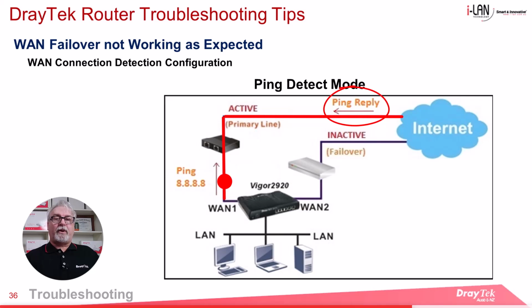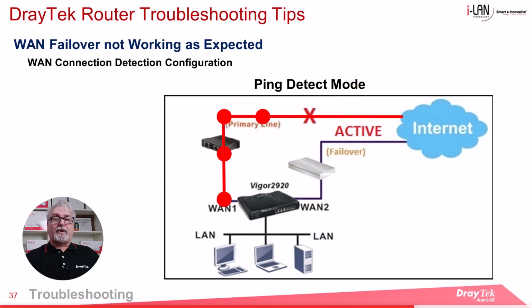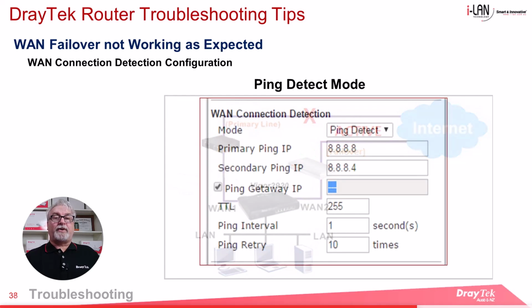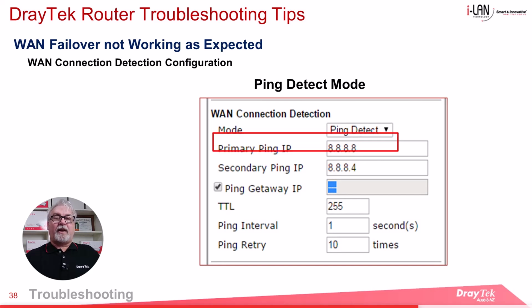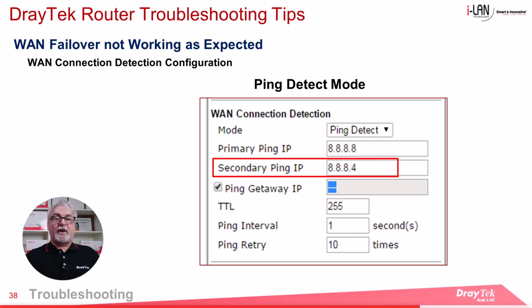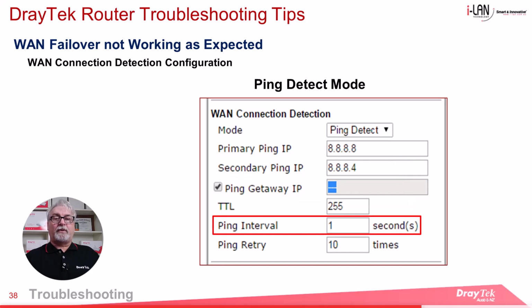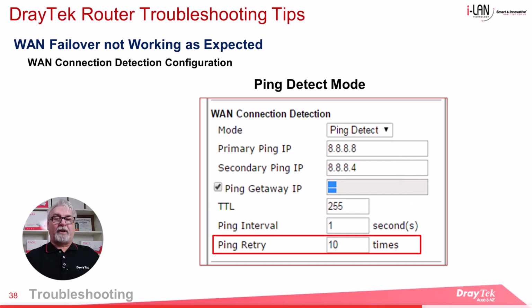Here the router will send periodic ping requests to an internet site, which can be Google DNS or a gateway. If there's no reply to the ping from Google DNS, the router knows the WAN connection is offline and it will disconnect the primary line and activate the failover line. To configure ping detect, go to WAN Internet Access, select WAN connection detection as ping detect and enter the primary ping IP. You can also enter a secondary ping IP as a double check in case there's just something wrong with the primary ping IP. We can also set the ping interval and the number of retries before failover kicks in as well.